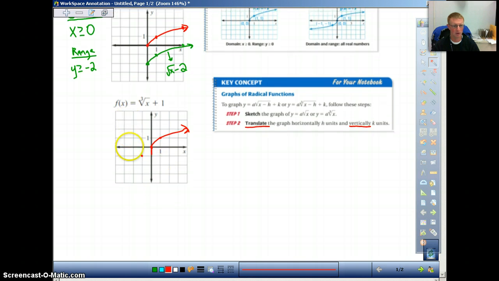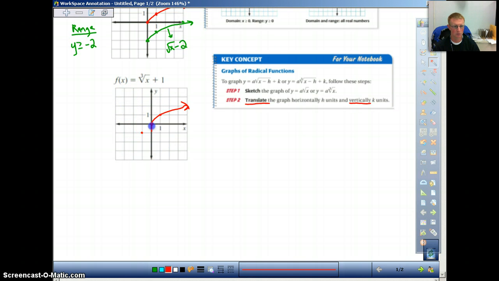Okay, computer's messing up. Okay, so there's our parent function. Now again, this is on the outside, so all we're simply going to do is shift it by a positive 1. So we're moving everything up 1.